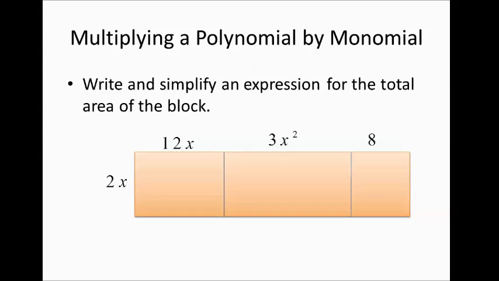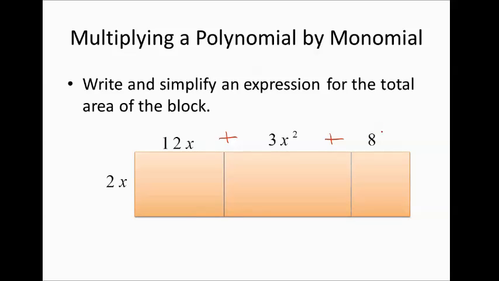Okay, so now let's look at this from a different perspective. Let's look at it if we're going to use distribution. Instead of finding the area of each box, let's say I decided to write this as an expression: 12x squared plus 3x squared plus 8. Since those are all positive, that means they're all being added.